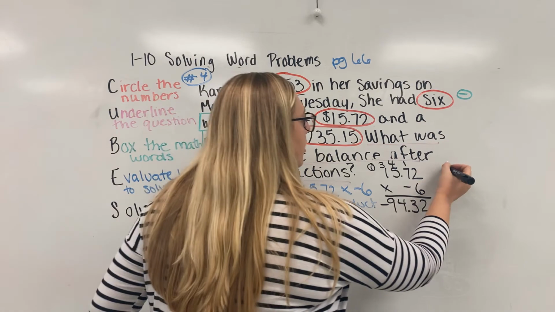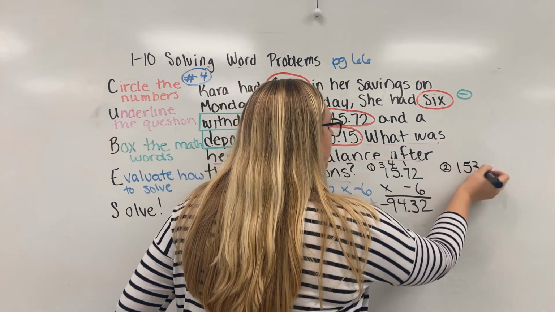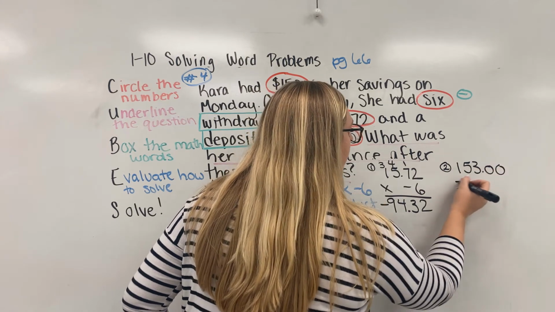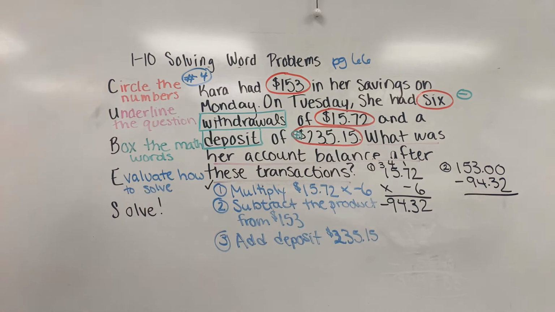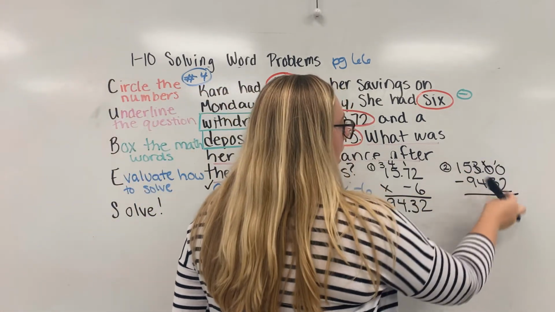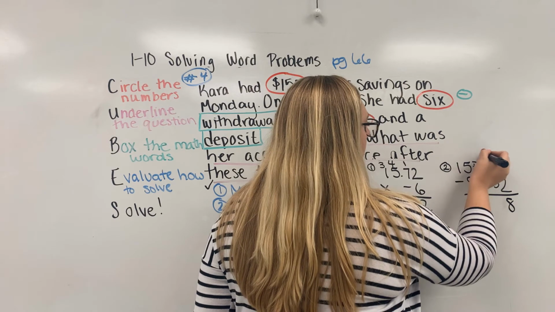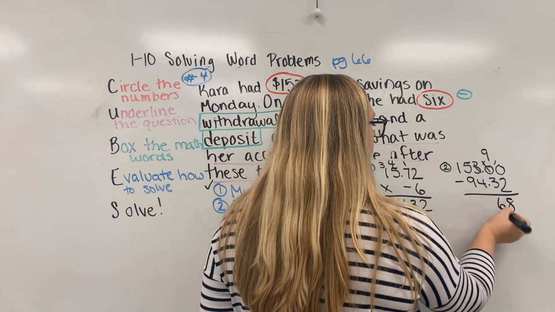So my step 2 here, I'm going to take that 94 and I'm going to subtract it from the $153 she had in her account. So we're going to subtract that 94.32 there. Okay, so I'm going to have to borrow over from this 3, 1, 2. So 10 minus 2 is going to leave us with 8. When I borrowed, that changed from 10 to 9, so 9 minus 3 will leave us with 6.